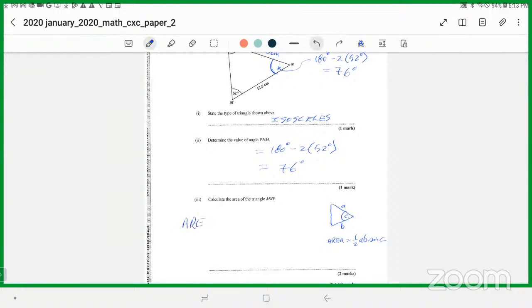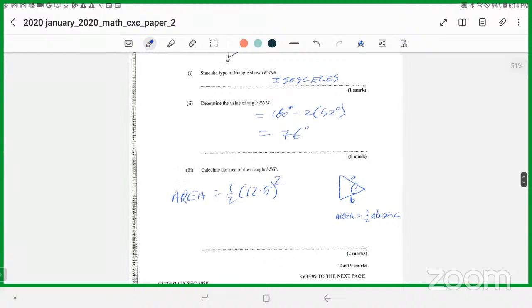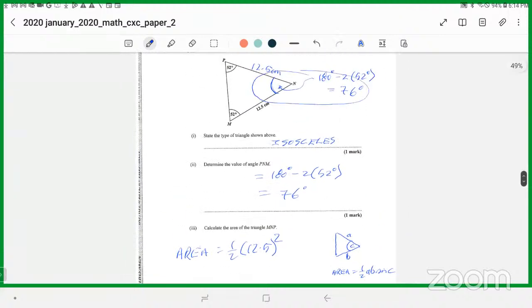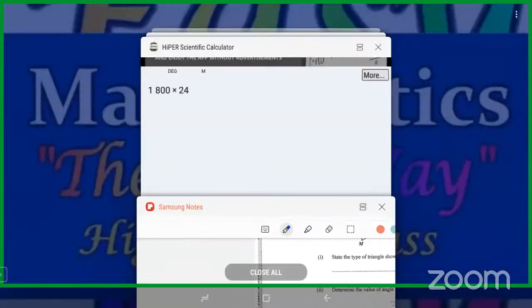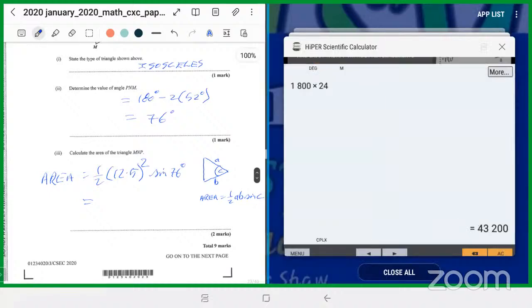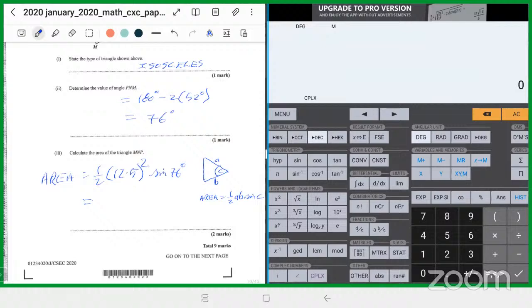So the area that I want up here will come to a half times 12.5 times 12.5, right? So I can write 12.5 squared times the sine of this 76 degree angle between them. Sine of 76 degrees. So this is a calculator job, right? Let's get the calculator and work it out. Anybody did it this way? Yes, sir. All right. Let's see.